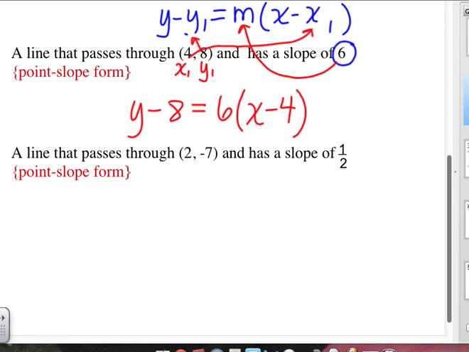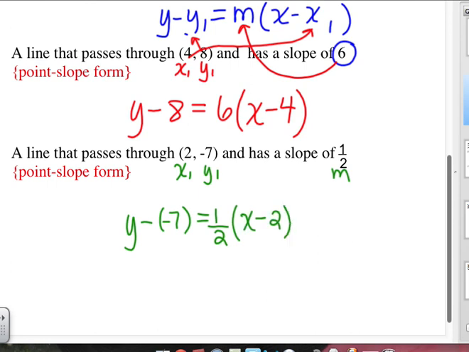Okay, let's look at the next one. Write in point slope form the line that passes through the point (2, -7) and has a slope of 1/2. Fantastic. There's your x1, y1, and that's your m. So, y minus y1. What's y1? -7. Ooh, that's a little bit of an issue when we have some negatives. We're going to have to be real careful about subtracting negatives like that. What's my slope? Half. x minus x1, which is 2.